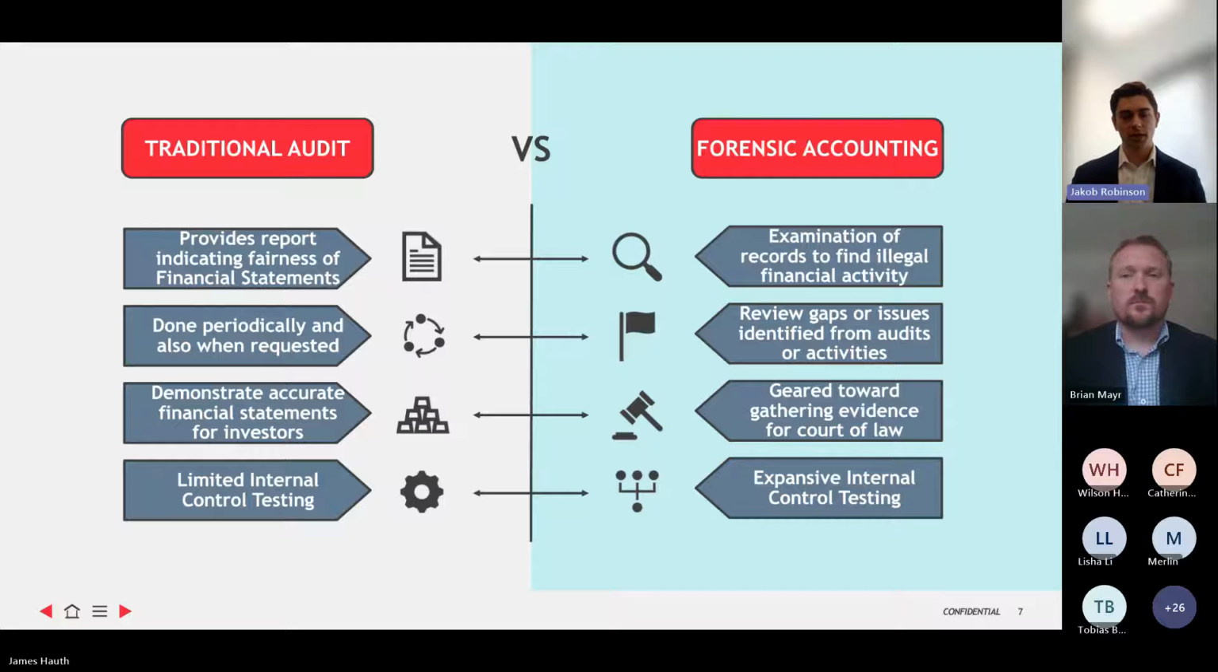Usually through limited control testing, there's not going to be a full deep dive looking for evidence of fraud or actual potential illegal activity. Whereas for forensic accountants, we're going to come in for investigations specifically around questions that have been raised, concerns or gaps that have been identified. And we're going to be looking specifically for potential illegal financial activity. This usually means that we're going to be gathering evidence for a court of law. So a lot of what we do is making sure that our processes are repeatable, they're auditable, they make sense. There are very clear steps that were taken.